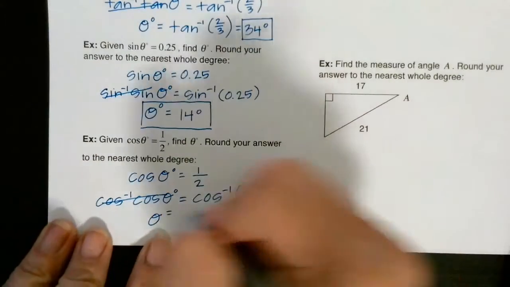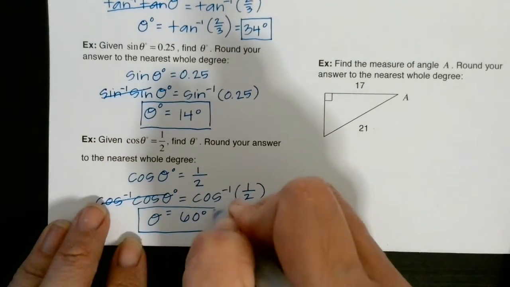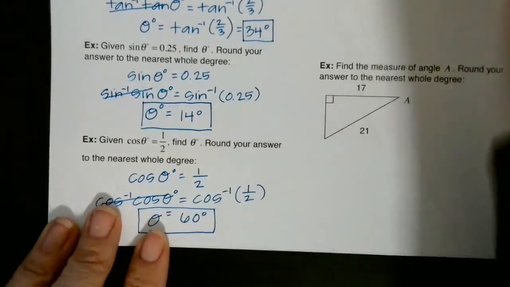So this one's a nice, easy number. We just get 60 degrees. It's because it's part of a special triangle that we'll be talking about later.